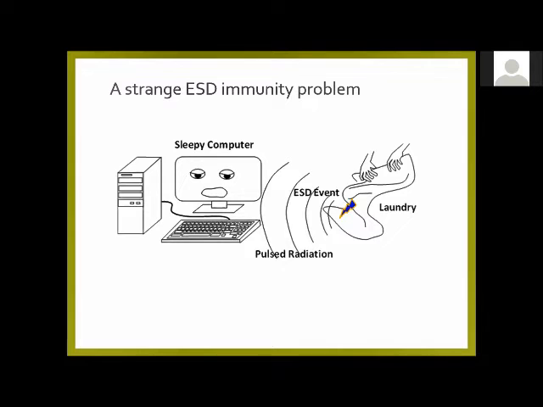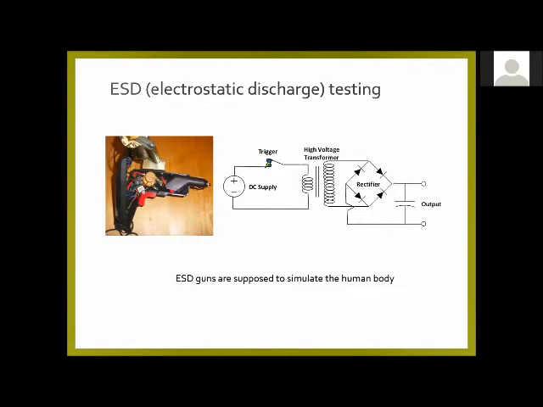We finally convinced ourselves it had to be some sort of ESD related to the laundry. It was very odd. So in order to test that, we again made our own equipment. So we made an ESD gun. Some of you may have seen ESD guns in labs or whatever. And basically they include a capacitor and some way to charge it and some way to discharge it.